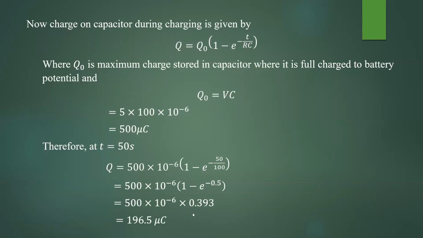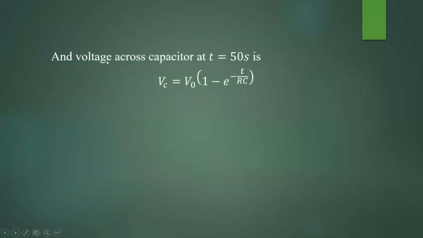Similarly, you have to find out the voltage across the capacitor at t is equal to 50 seconds. Let us take that particular part. What is the formula? That is V is equal to V naught into 1 minus e to the power minus t by RC. I have taken V subscript C to indicate that VC is the voltage across the capacitor C. What is V naught? V naught is the battery voltage, the battery potential that is given as 5 volt.